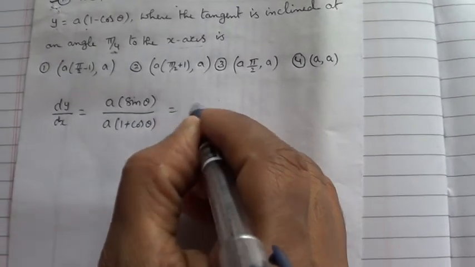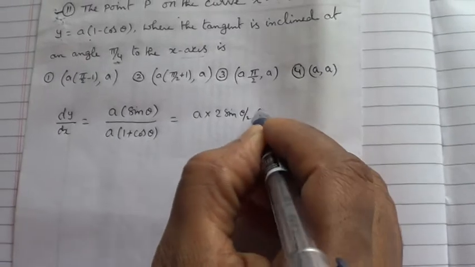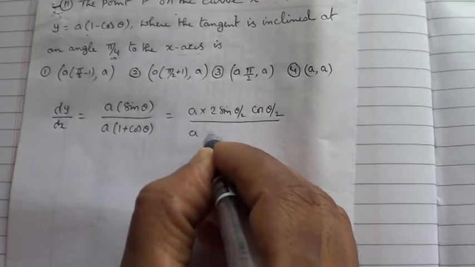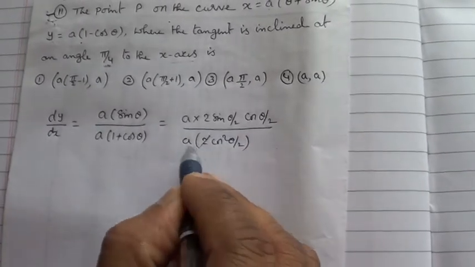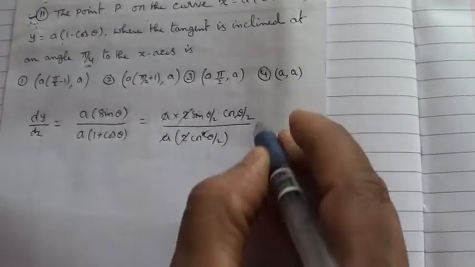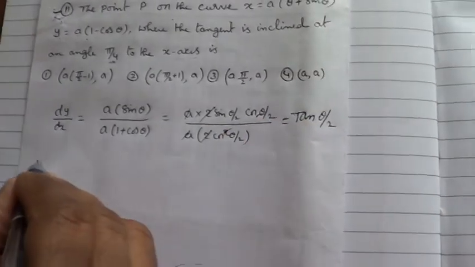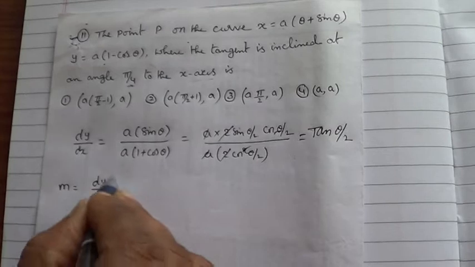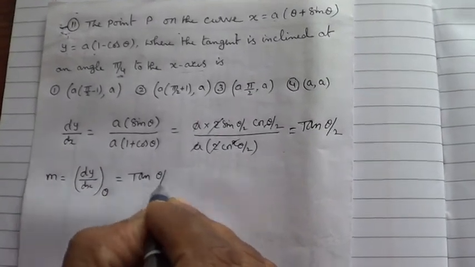Right? So this is equal to a into 2 sin theta by 2 cos theta by 2 by 1 plus cos theta, we can write it as 2 cos square theta by 2. So 2a cancels, cos theta by 2 cancels, we are getting tan theta by 2. Now slope of the tangent is m, that is equal to dy by dx at theta. We got that one as tan theta by 2.